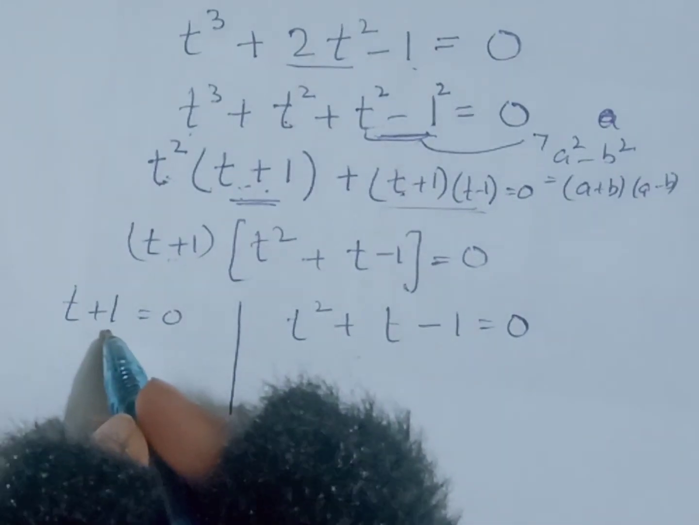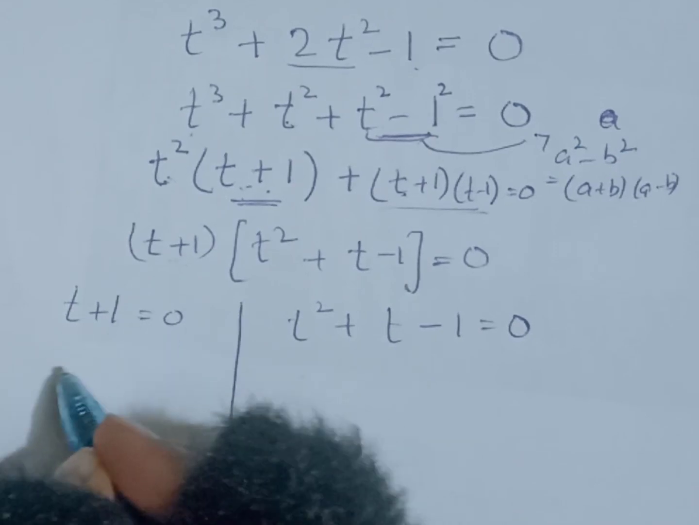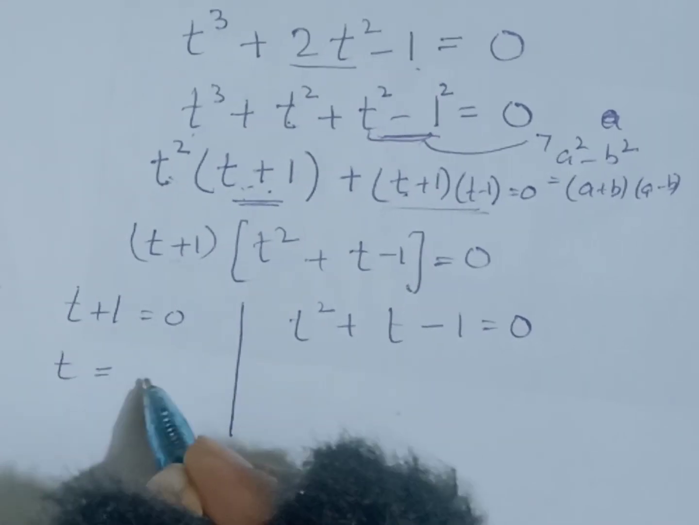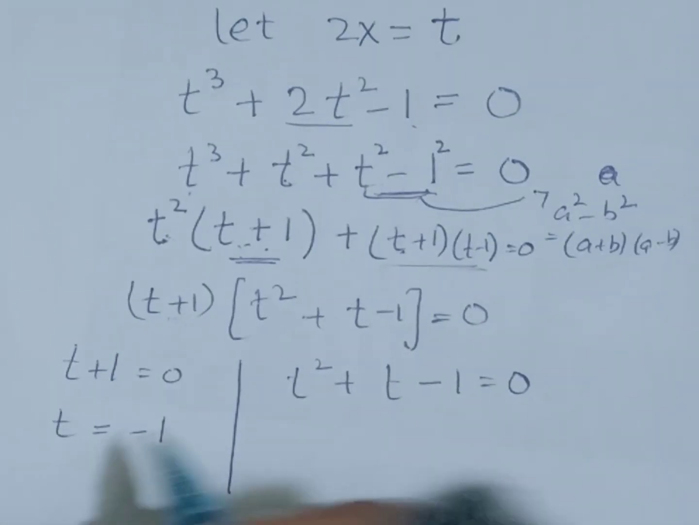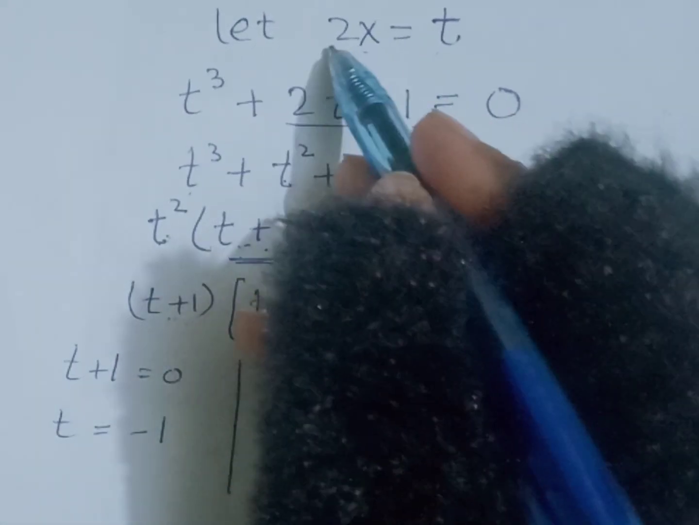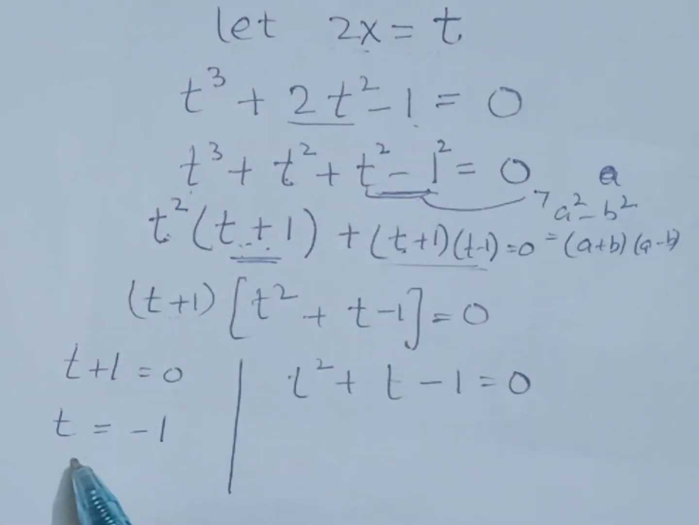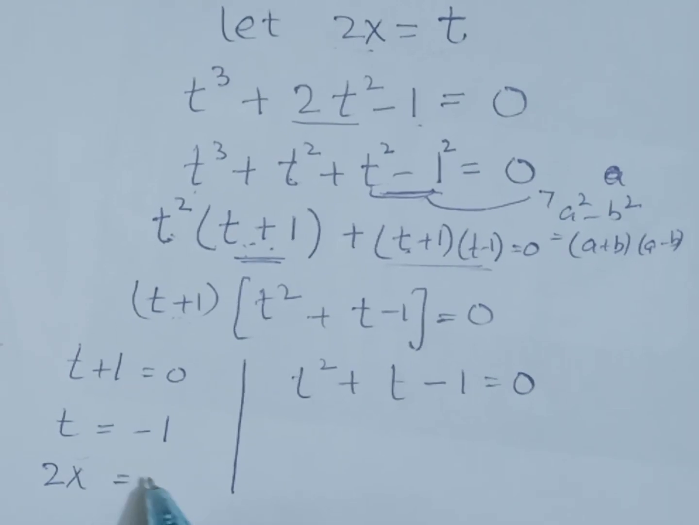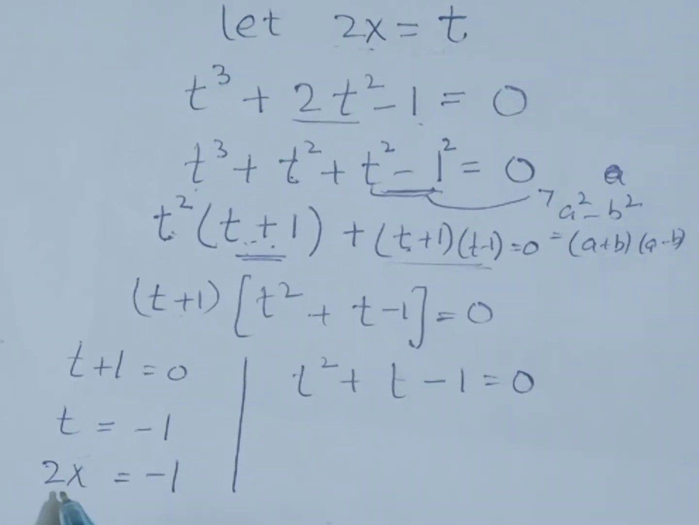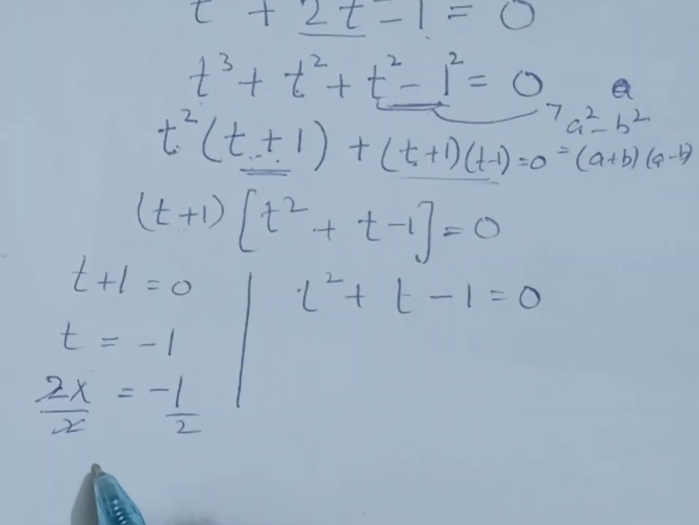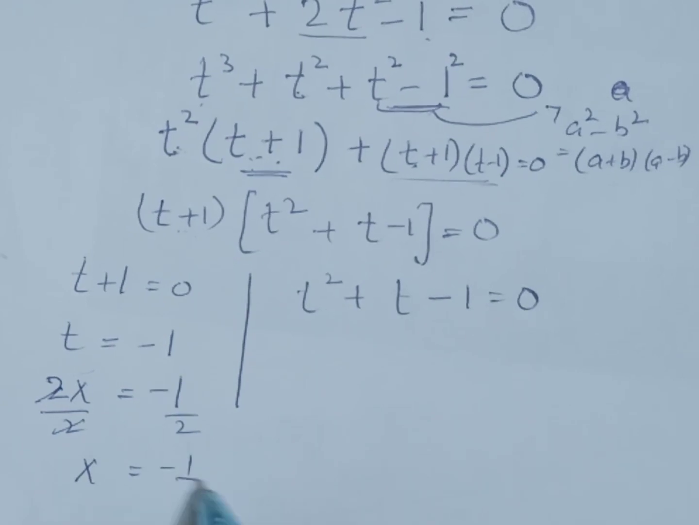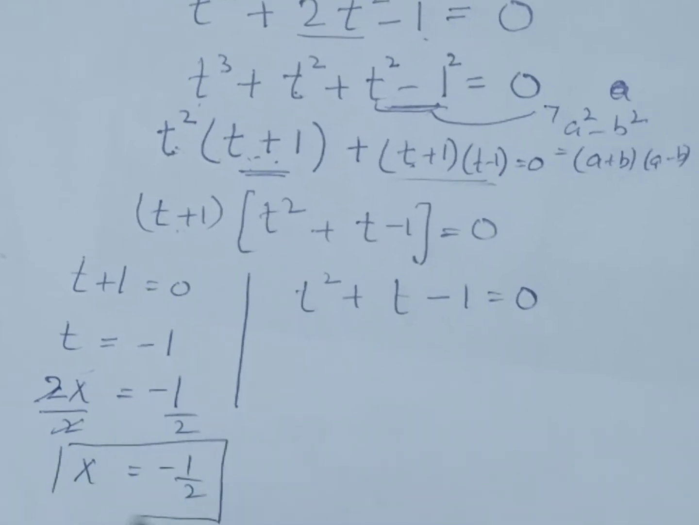So if we subtract 1 on both sides of this equation, then we get t is equal to minus 1. And at the start of the question, we let t is equal to 2x. So we write this as 2x is equal to minus 1. If we divide this equation by 2, this 2 and 2 cancel. So we get x is equal to minus 1 by 2. It is one value of x.